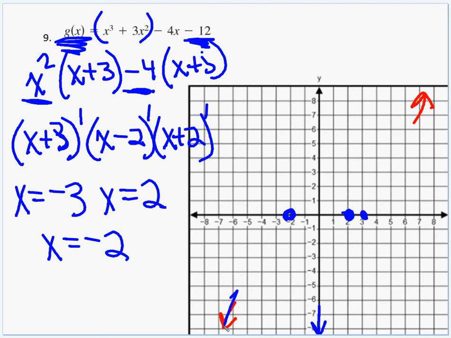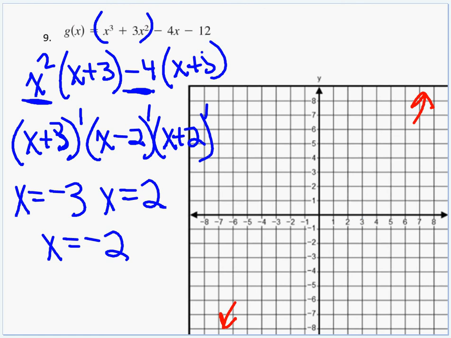Oops, hold the phone back up. I put an x-intercept in the wrong spot. I should have had one at negative 3. Negative 3, negative 2, and positive 2. Okay, there we go. Because the other way I wasn't going to get to my y-intercept.